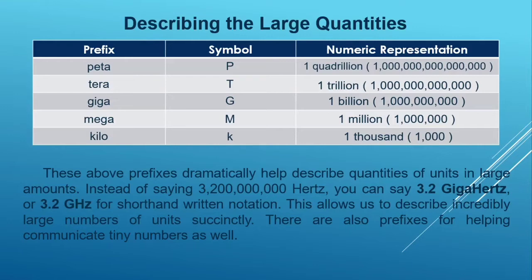There are also prefixes for helping communicate tiny numbers as well. So instead of writing numbers with too many digits, by using our prefixes, we can limit our numbers to 3 digits. So that will be the maximum digits you can use when you use a prefix.